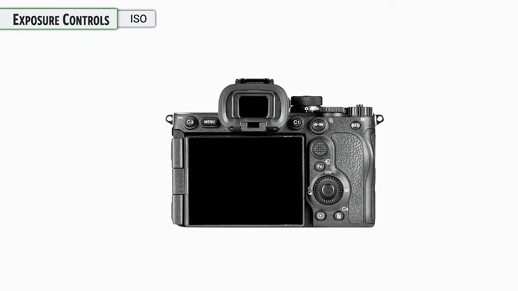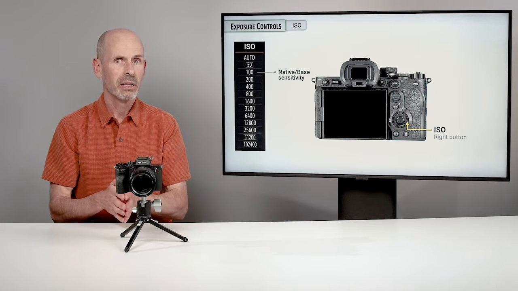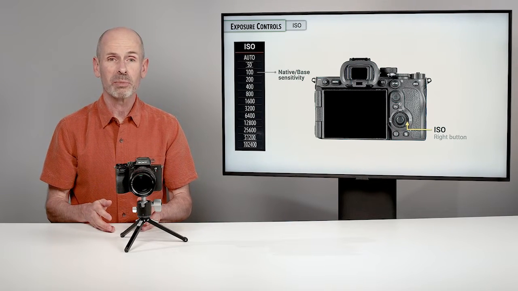Time to move on to the next topic, which is ISO. You've seen me play around with this a little bit. Let's talk about it in particular. On the right-hand side of that dial is the ISO options, and this is controlling the sensitivity of the sensor. Now, the native or base sensitivity of this particular camera is 100. This is where you're going to get the least amount of noise and the greatest amount of dynamic range on the sensor. So this is where you should have your camera set for the best images possible.